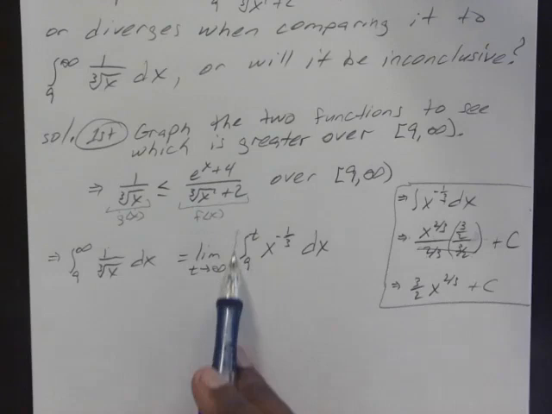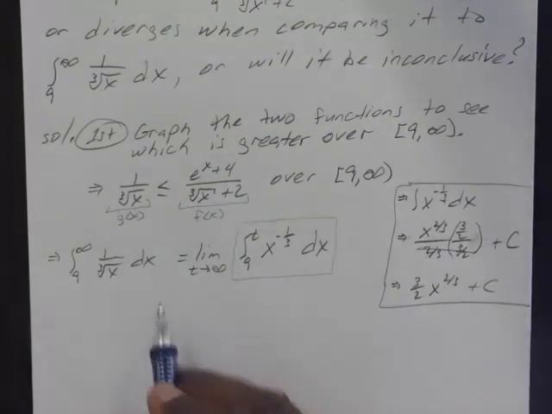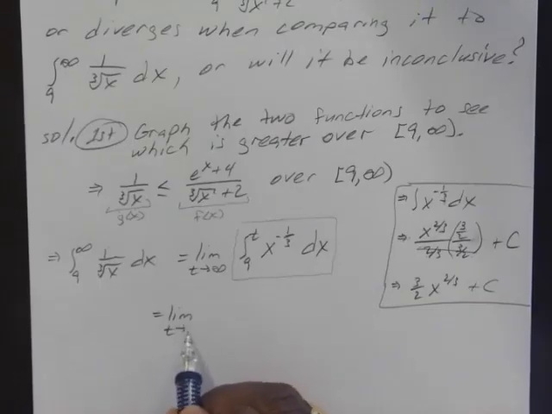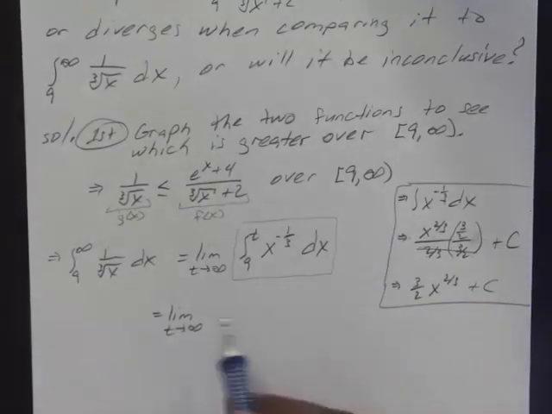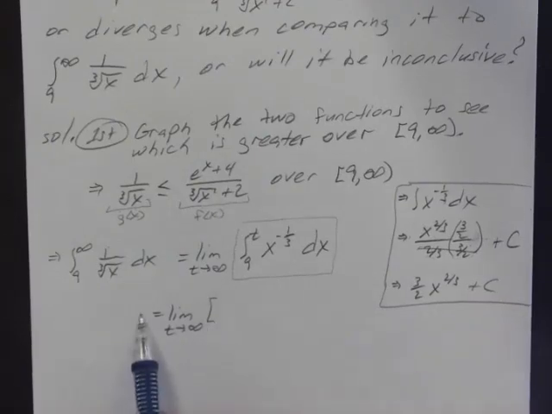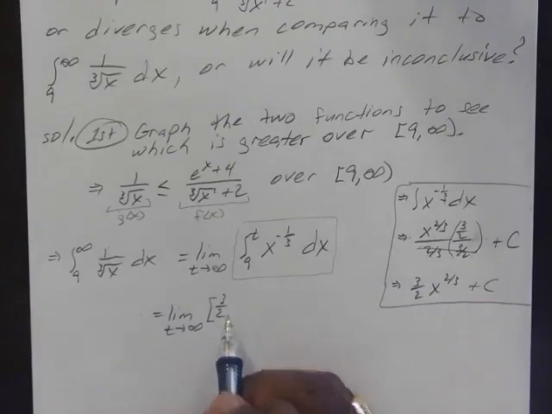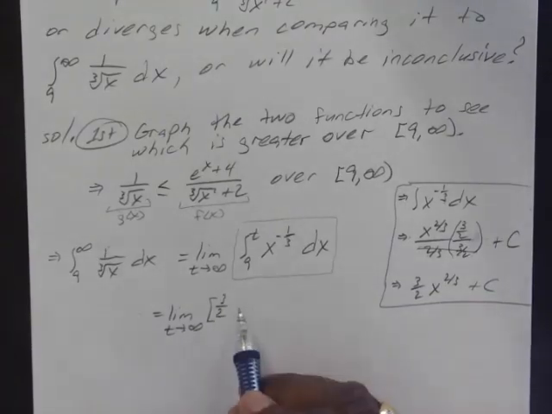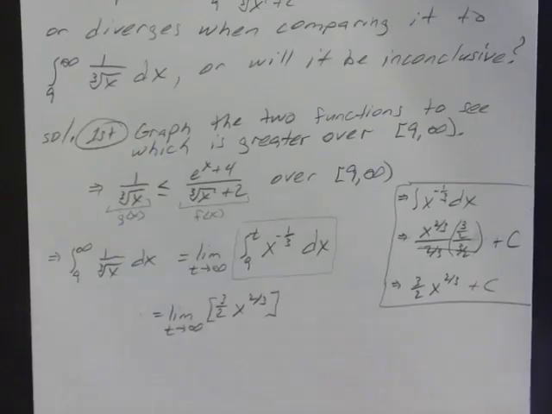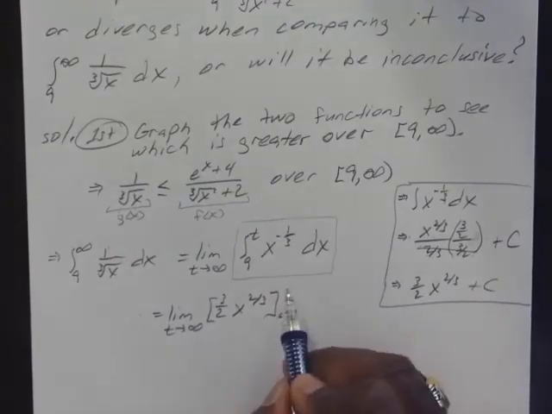So we know that this integral gives us the limit as t approaches infinity of 3 over 2, and we could have factored that 3 over 2. We'll do that at the end. So 3 over 2 times x to the 2/3 power. That's from x equals 9 to t.